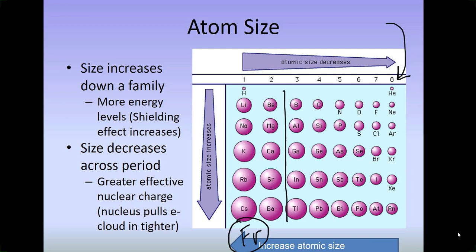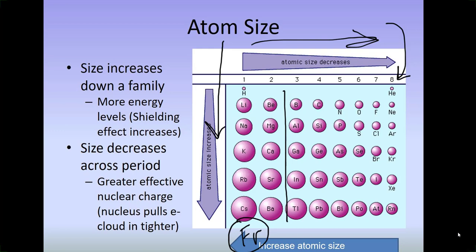So we can see the trend. So as we go across the periodic table, we see the size decreases. It gets smaller because we're getting closer to helium. And as I go down a family, we see that it increases because it's getting closer to francium. And there's a reason why for this. So as we go down a family, the size increases, and that is because the shielding effect increases.